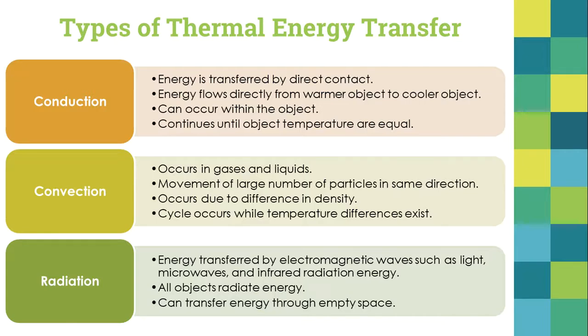So the first one is conduction. In this one, the energy is transferred by direct contact. That means that the two objects are touching each other. If they are not touching each other, then we don't have a case of conduction. Right, in this case, the energy flows directly from a warmer object to a cooler object.